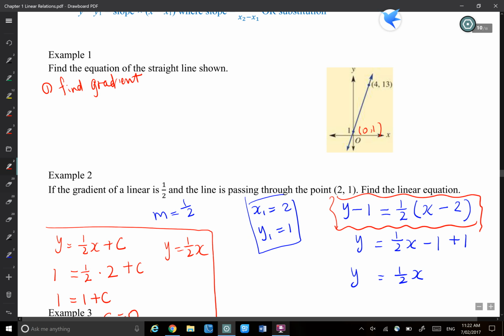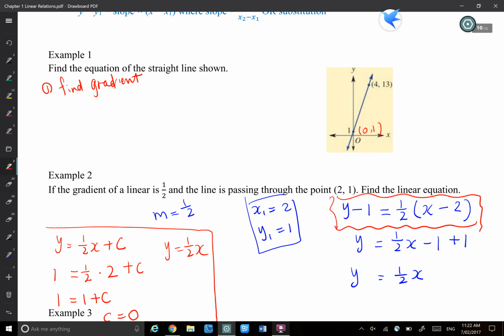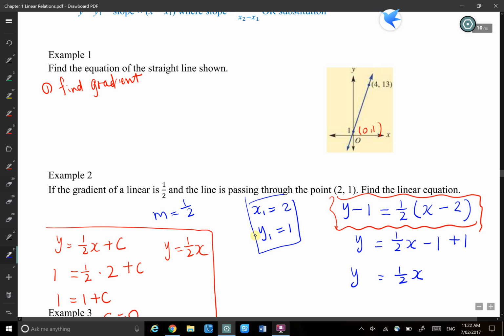If you don't know the gradient, you need to find the gradient. If you know the gradient, you can start the next step. So do we know the gradient for this one? We don't know that. So we need to find the gradient. So what is the gradient? Gradient is rise over run. Basically, gradient equals y2 minus y1 over x2 minus x1.